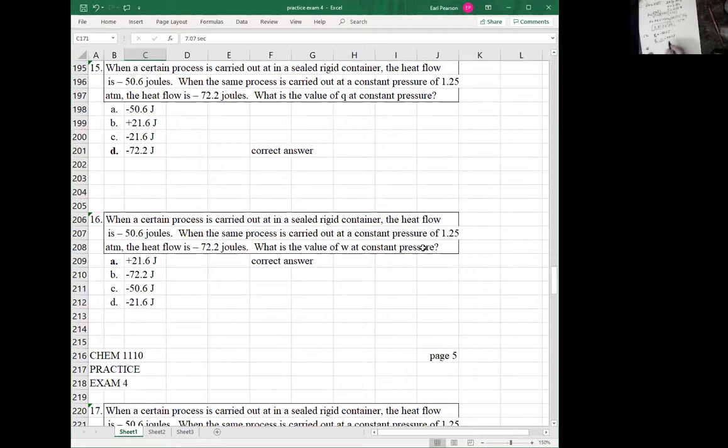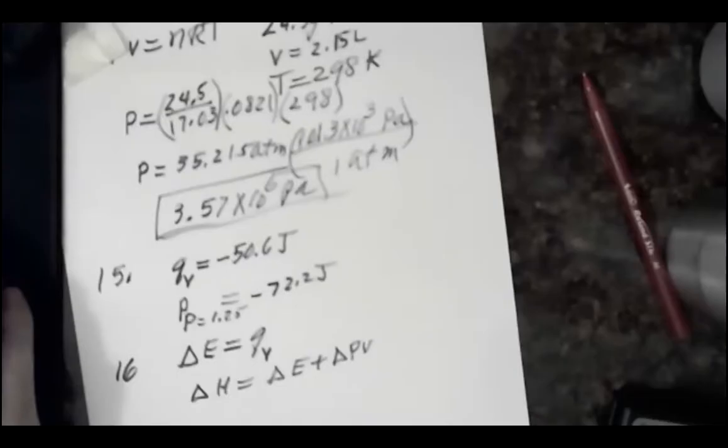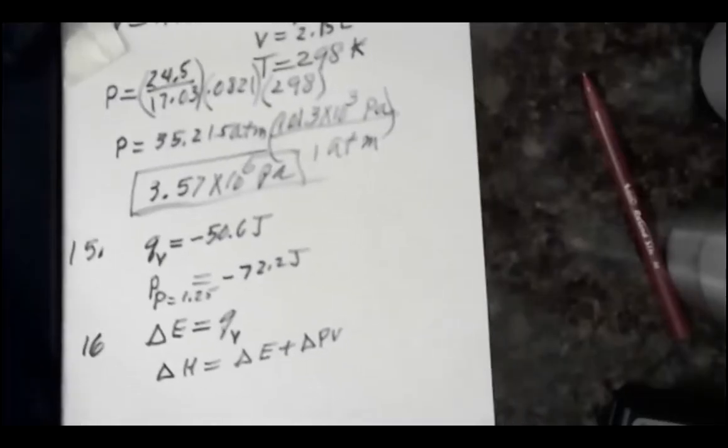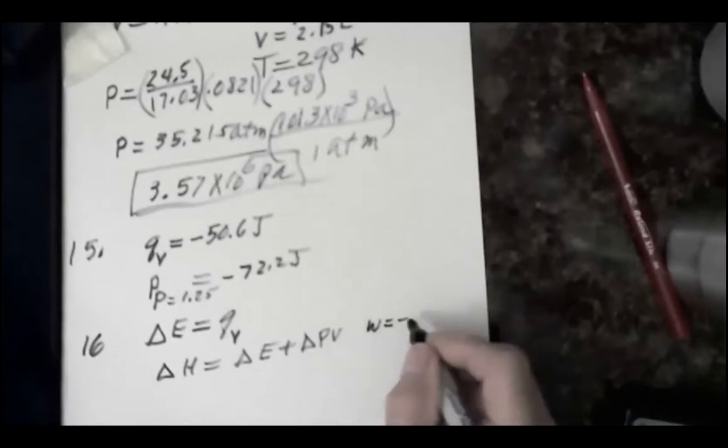The relationship between heat flow and all of this is delta E is equal to Q at constant volume, and delta H is equal to delta E plus delta PV. Let me get this where you can see my pad again. And work is minus P delta V.